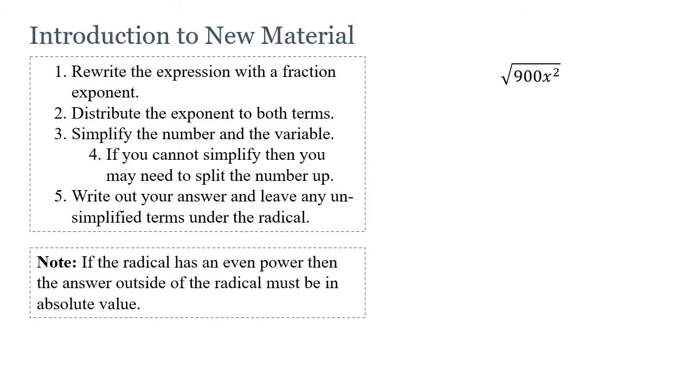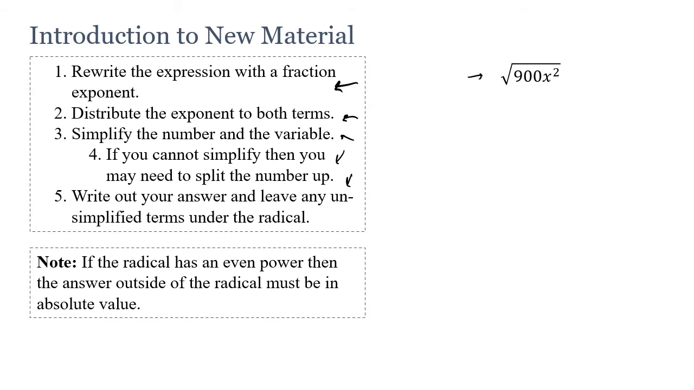So here are the steps we're going to use to solve these sorts of equations. We're going to start first by rewriting the expression with a fraction exponent. Then we are going to distribute the exponents to both terms. Then we're going to simplify the number and the variable. However, if we can't simplify, we may have to split up using that exponent rule we just talked about. And then lastly, we're going to write our answer and leave any unsimplified terms under the radical. So let's try our first example.